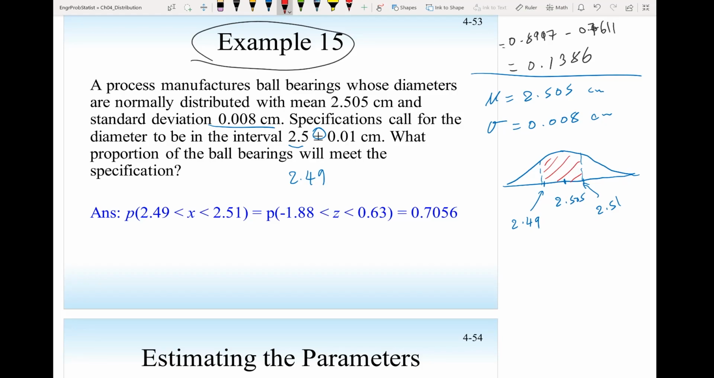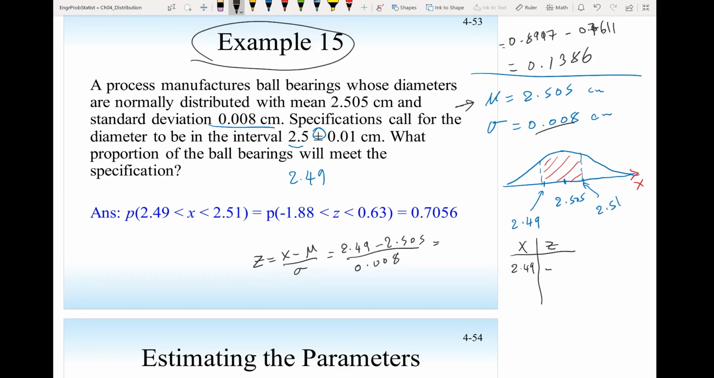So this is x, and z is here. When x is 2.49, z will be x minus mu divided by the standard deviation. So when x is 2.49, minus mu, 2.505, divided by sigma, 0.008, this value equals minus 1.875.